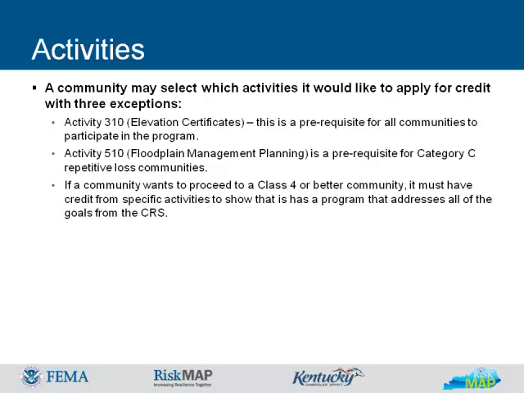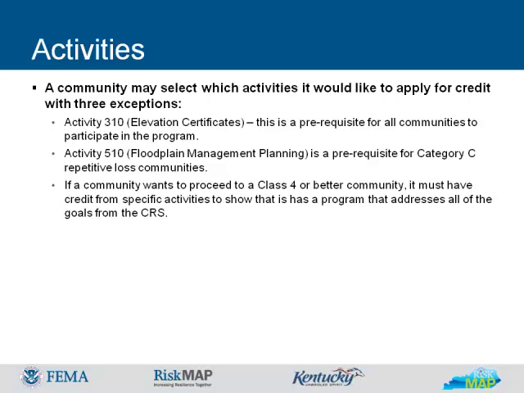A community may select which activities it wants credit for, with 3 exceptions. Activity 310, Elevation Certificates, is a prerequisite for all communities for participation in the program. Activity 510, Floodplain Management Planning, is a prerequisite for Category C repetitive loss communities. If a community wants to proceed to be a Class 4 or better community, it must have credit from certain activities to show that it has a program that addresses all the goals of the CRS.